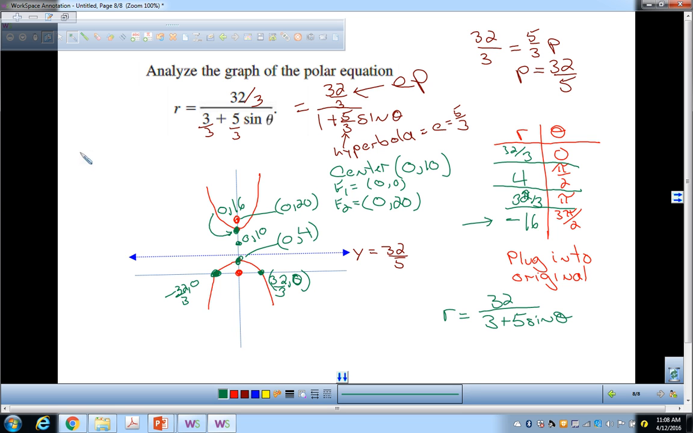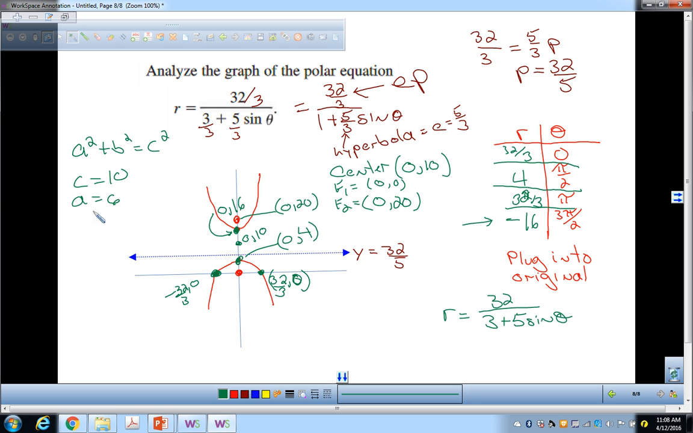Then I can do a squared plus b squared equals c squared. I know I'm rushing, but I'm trying to get through this. What's c? C is 10. That's the distance from the center to a focus. What's a? Center to a vertex. 0, 10 to 0, 16. What's a? 6. For a hyperbola, this relationship still works.